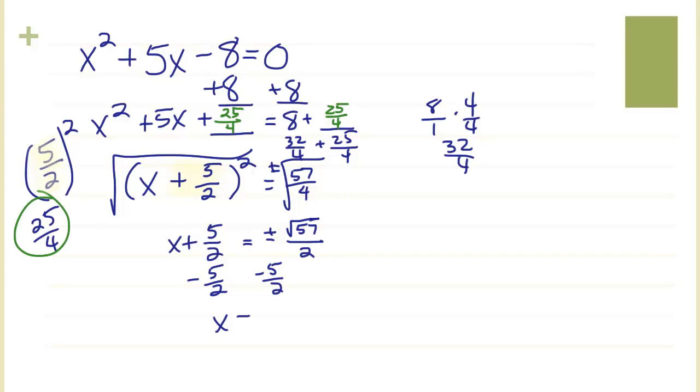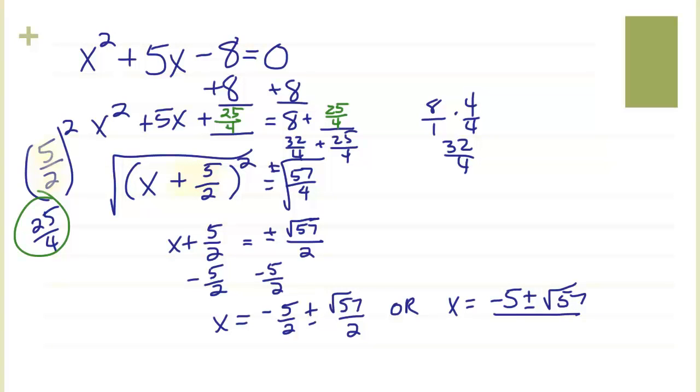And so there's a couple different ways you could write this. You could write it negative 5 halves plus or minus square root of 57 over 2. Or you could also write it as, right, this is not like an or, like these are two different answers. This is the same answer written two different ways. X equals negative 5 plus or minus square root of 57. They have the same denominator, so we could write it like that, right?